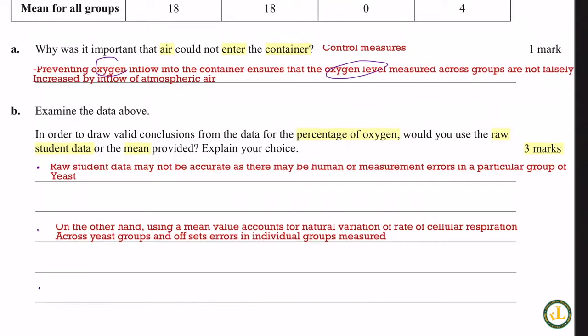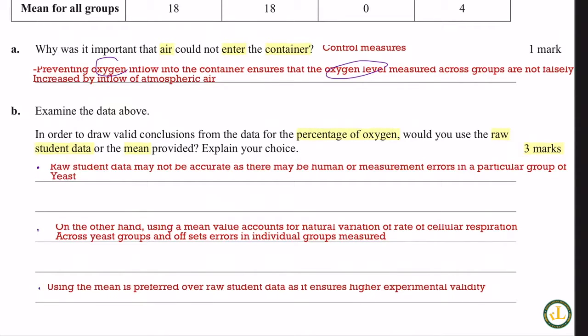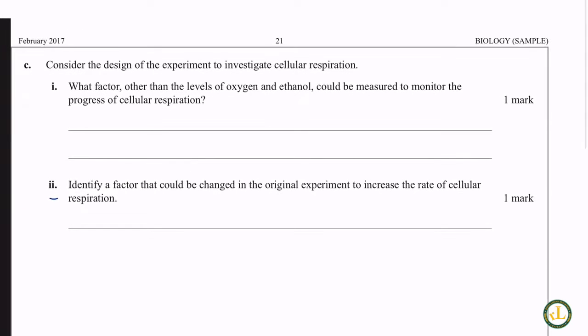Alright. And then finally, you can give a comparison, you can give your statement, you can talk about which one is best. So I'm going to say, using the mean is preferred over raw student data as it ensures higher experimental validity. Okay, so this is what I would say. Again, this is not the one way to talk about mean and student data. It's really up to you how you present your ideas, but it's really important to be able to compare the two groups and also give your general statement.